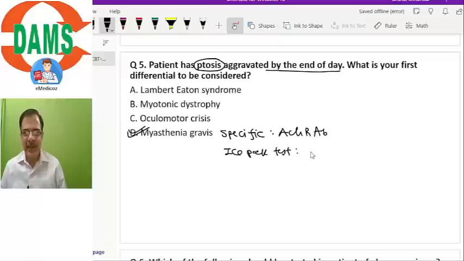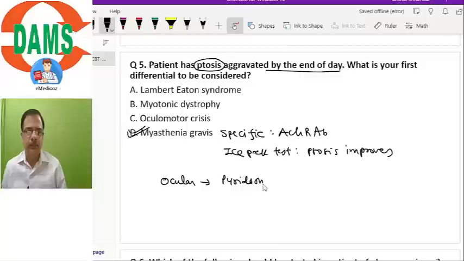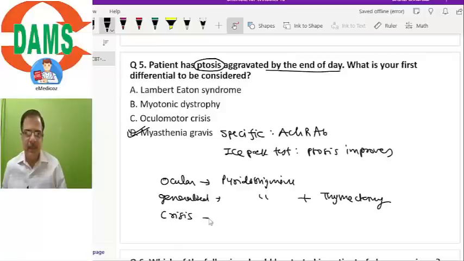Bedside test. So with the Ice pack test, the ptosis will improve. And the treatment consists of pyridostigmine, but if it is a generalized myasthenia gravis, then we will go for a thymus removal. For crisis, go for IVIG. So if it is ocular, the treatment will be pyridostigmine. If it is generalized, pyridostigmine plus thymus removal, thymectomy. While if it is a crisis, then we will go for IVIG.